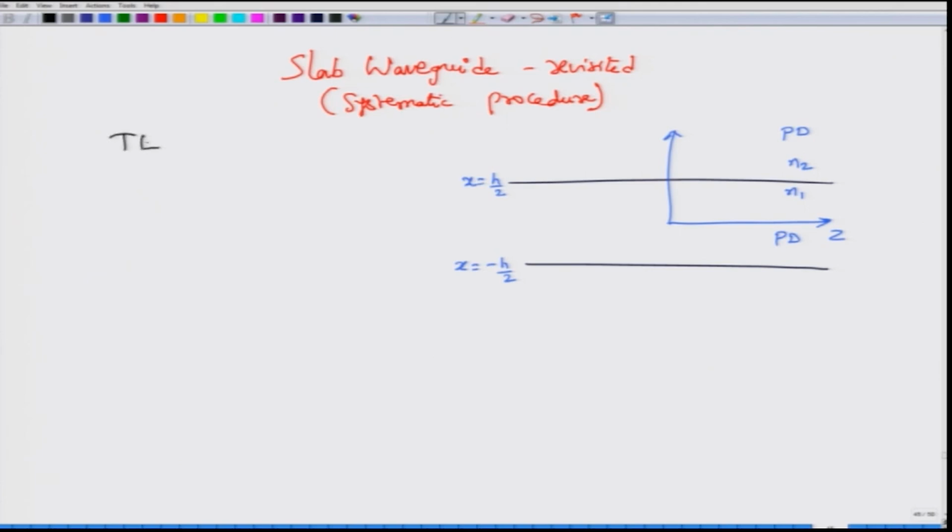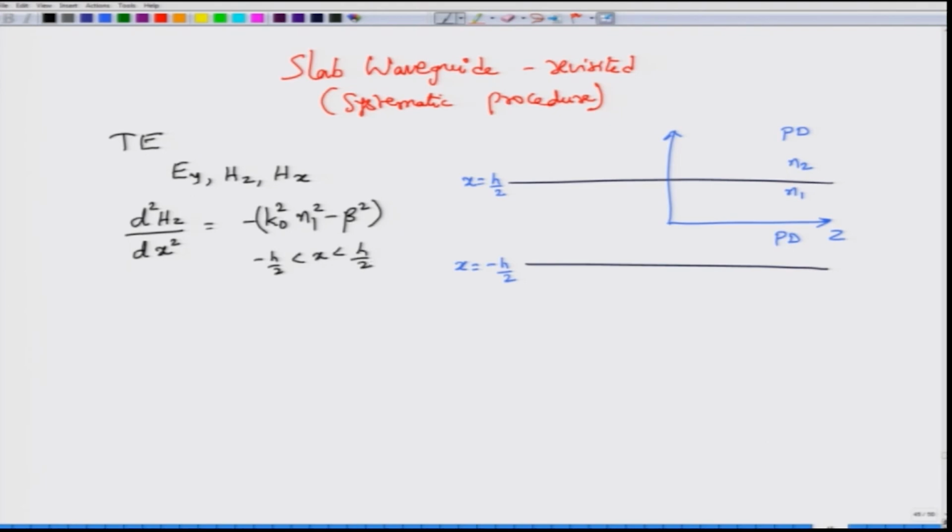Now, before we can even start the systematic procedure, I already know that if I am going to consider the transverse electric modes, then the only non-zero components that I am going to have will be Ey, Hz and Hx, of which Hz will have the following wave equation, which we have seen already: d square Hz by dx square equals minus k0 square n1 square minus beta square, as long as x is between minus h by 2 and h by 2. Now, this is the difference that you are going to get.